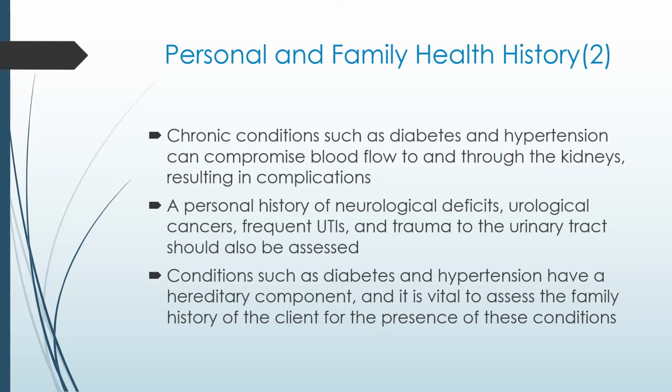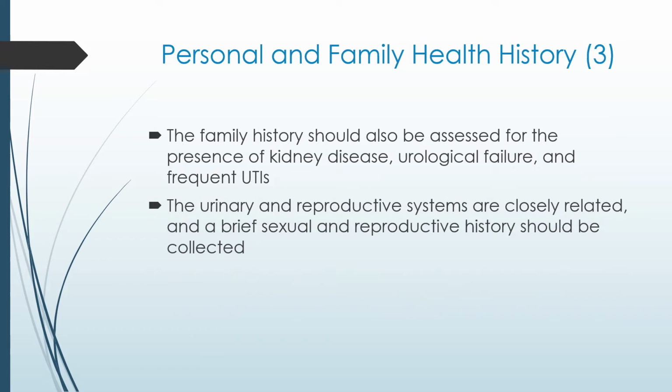Conditions such as diabetes and hypertension have a hereditary component. This we remember, and it is vital to assess the family history of the client for the presence of these conditions, because we remember that diabetes and hypertension, as well as cardiac disease, will travel in families. So the family history should also be assessed for the presence of kidney disease, urological failure, and then frequent UTIs.